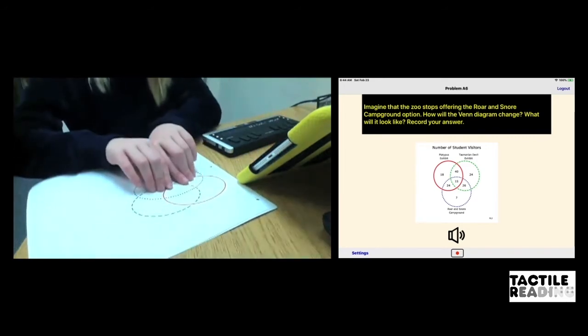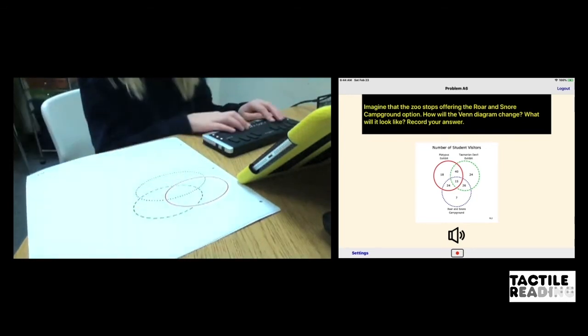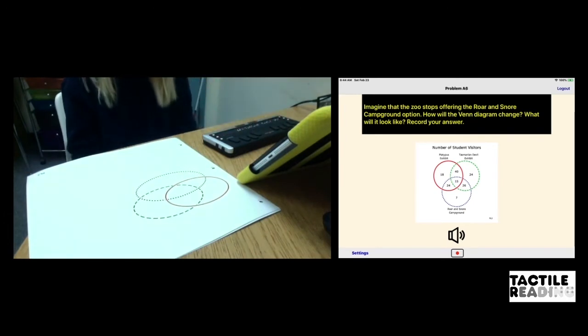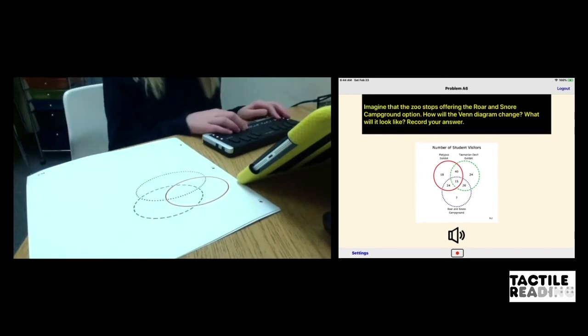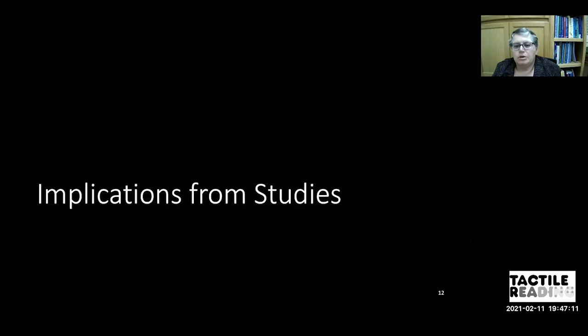She takes a quick check of the Venn diagram and then returns to her Braille display. There would be less students that went on the field trip, and there would only be 2 circles that overlapped, not 3. So as you can see from this video, the student really did some problem solving to think about how the information would change. I'd like to move into now talking about implications from both studies 1 and studies 2.